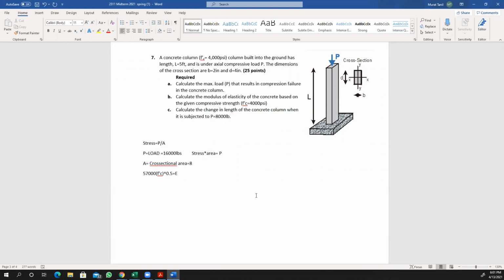Calculate the change in length of the concrete column when it's subjected to P 8,000 pounds. What about this? I did the change in length over the length, and I got 8,000 over 8, so 1,000 PSI. Strain is equal to deformation over the gauge length. We don't know the deformation, but we know the strain, right? So we're solving for deformation. We can get the strain. Strain times length.